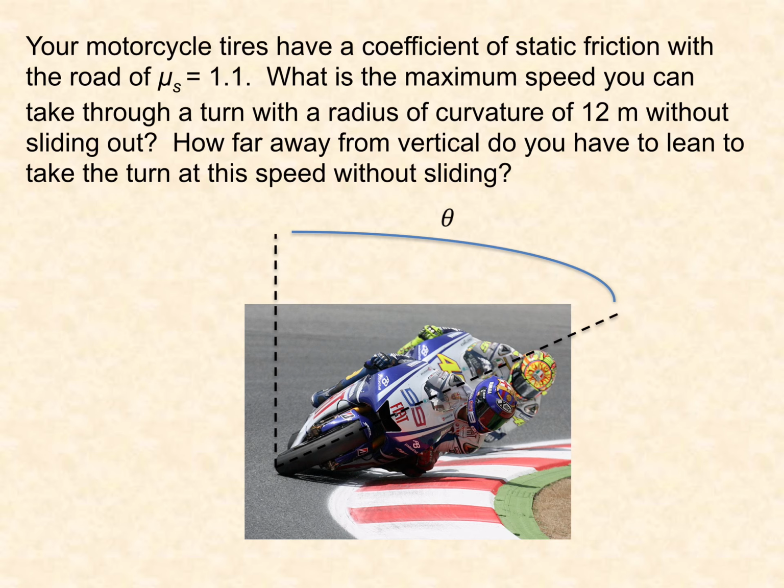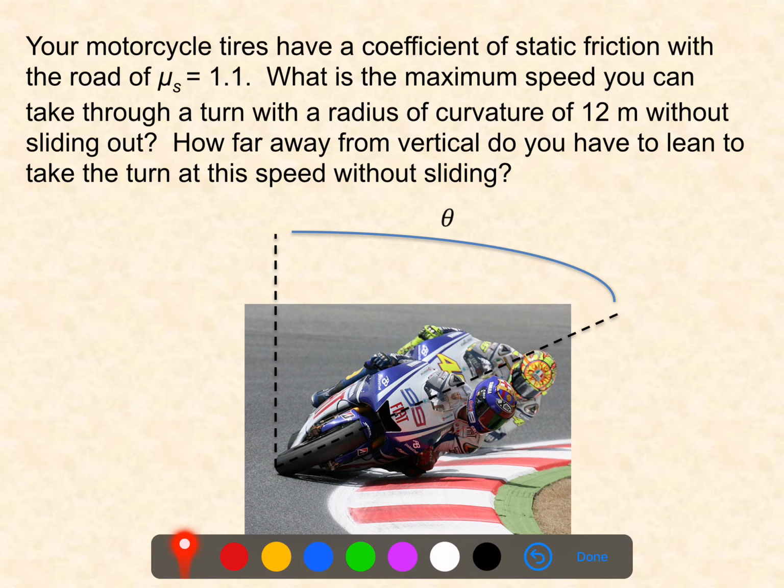So suppose that you are racing a motorcycle around a bend, and you know that there's a certain friction between your tires and the road surface. And you know that frictional coefficient is going to be equal to this value here. We also know what the radius of curvature is for this bend, and what we want to know is what is the maximum speed I can take this bend without sliding out.